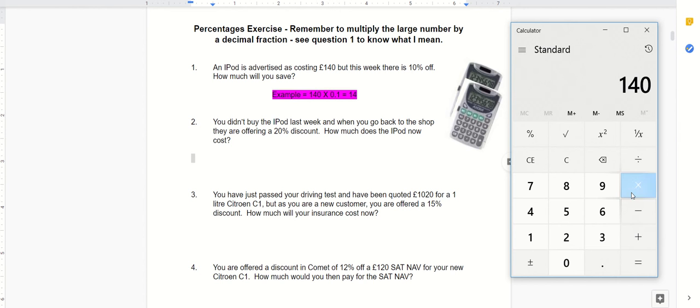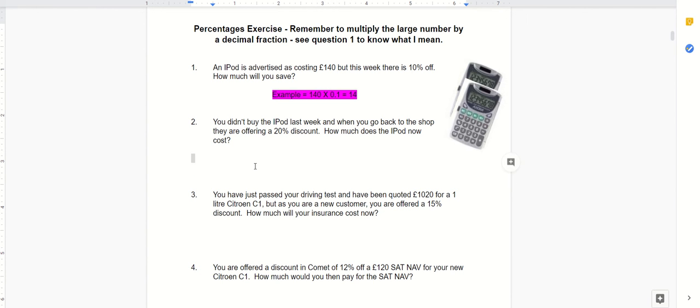So we multiply 140 by 80. No, we don't do it by 80, we do it by 0.8. And that gives you 112. All right, so I'm just going to do the calculation, it's always good to give that as well. 140 times, I'll do it like an X for you, times 0.8.